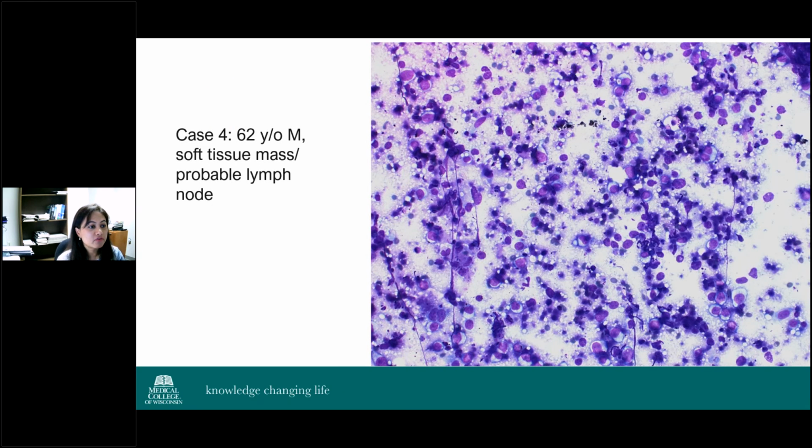Moving on to case 4, which is a 62-year-old male with a soft tissue mass, or it was probably a lymph node, they were not sure. Once we look at the aspirate, we see that there is a lot of background debris, which looks like some naked nuclei, some necrotic cells, and interspersed in there are these larger singly scattered cells.